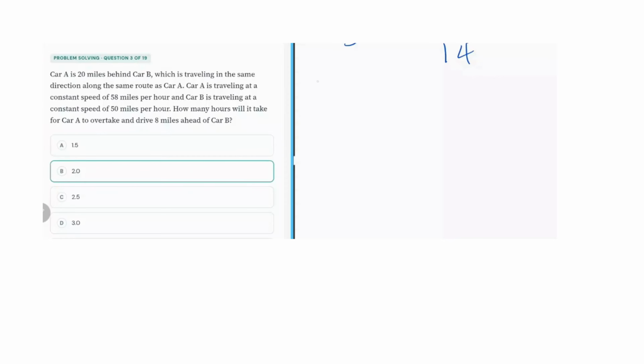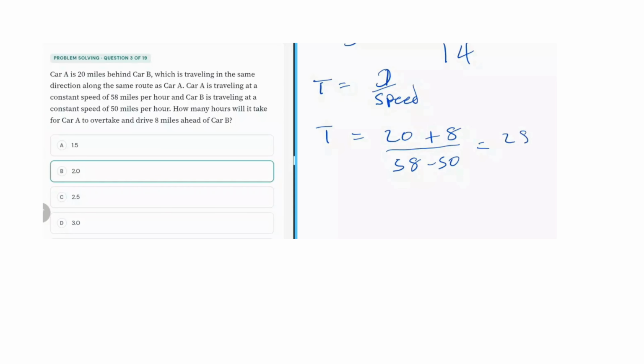First, remember that the concept of time, generally, time is what? Distance over speed. Time is distance over speed, right? Okay. But what we are talking about here is relative speed. Now, the distance needed to be covered, it is lagging 20 miles, and it wants to be ahead 8 miles. That means 20 plus 8. But the speed here is relative speed. The relative speed is 58 minus 50. So we have 28 over 8. Use your calculator to find 28 over 8.